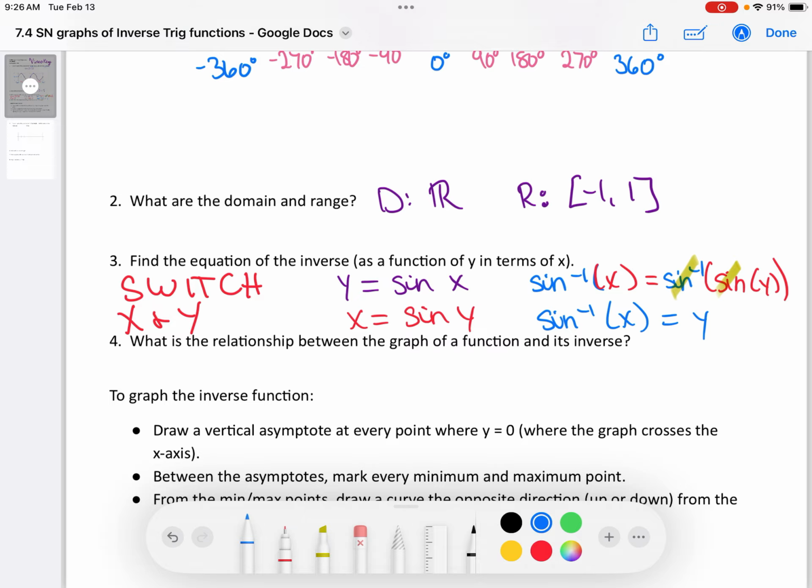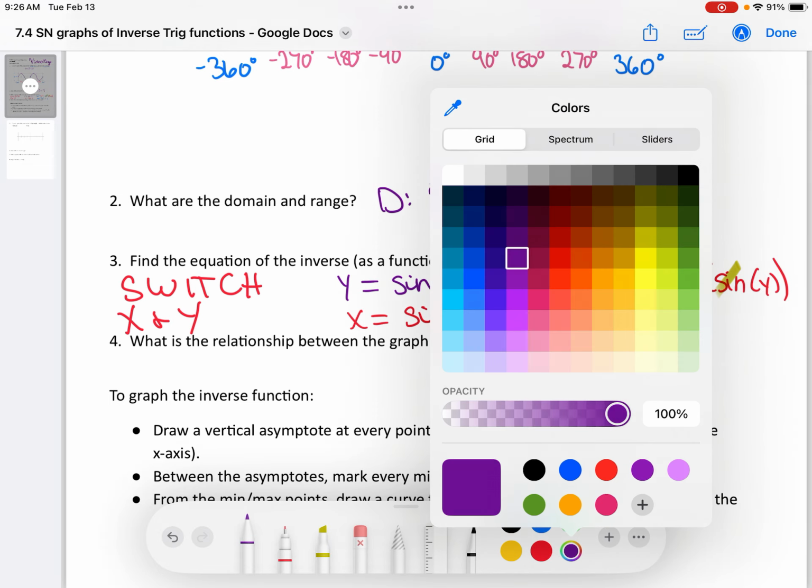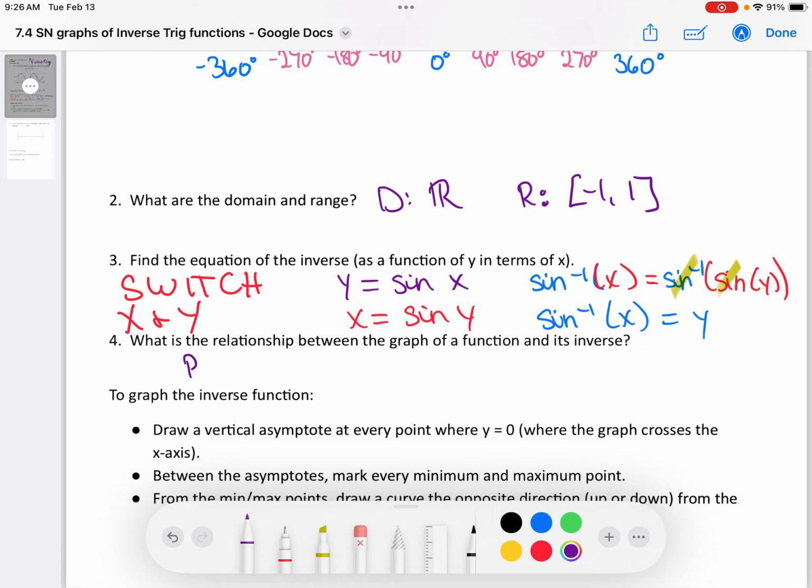The relationship between x and y on the graph is a reflection. We switch x and y, yes, but it is a reflection over the line y equals x.